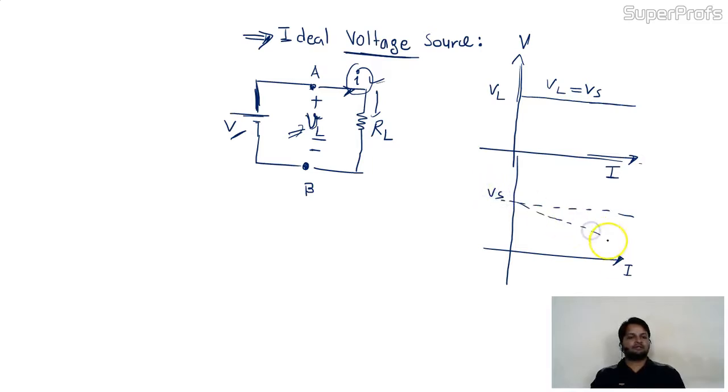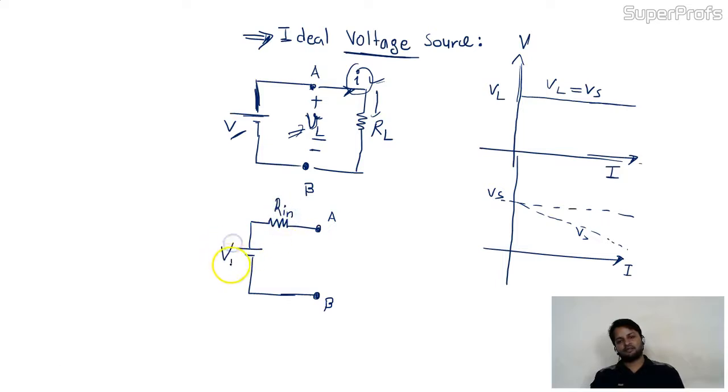Like this. The VL will drop. Why? Because in practical, for any voltage source, we have internal resistance also. This is the practical voltage source actually. Two terminal, but this source also has an internal resistance of its own. We take it. This is the practical voltage source.